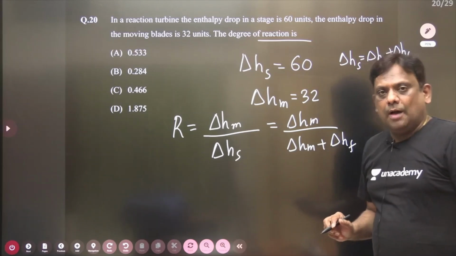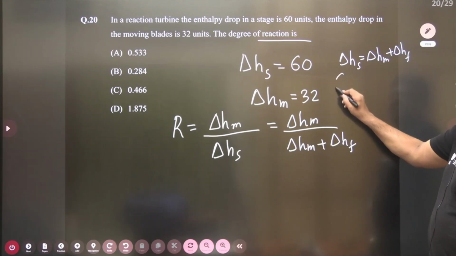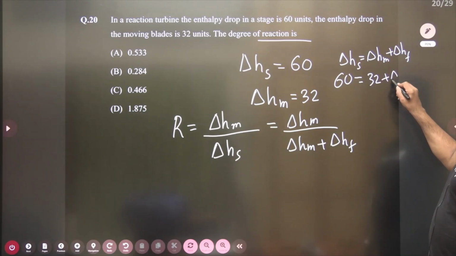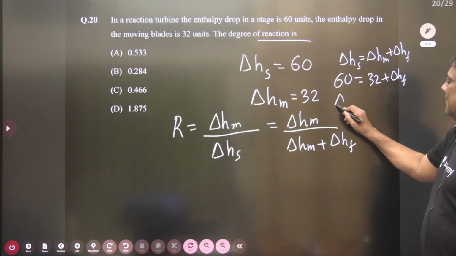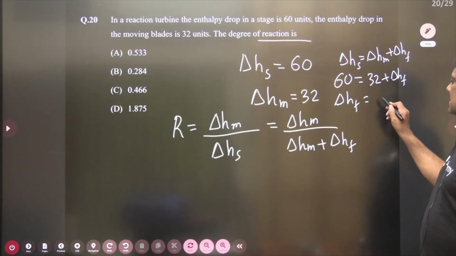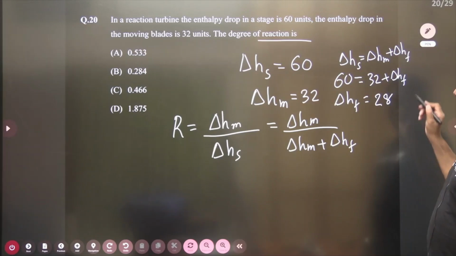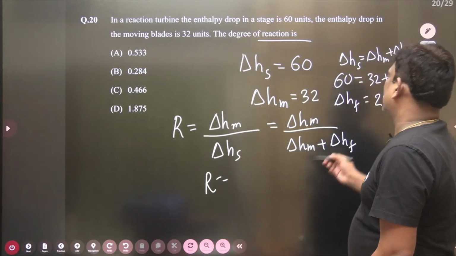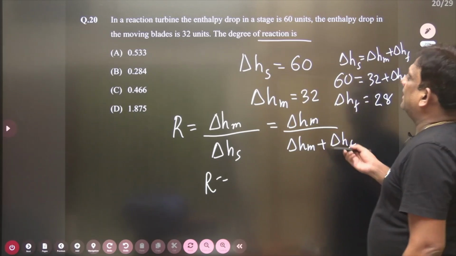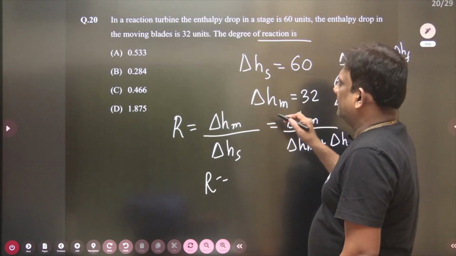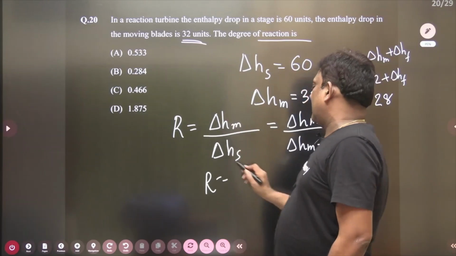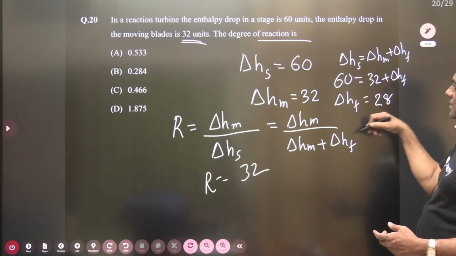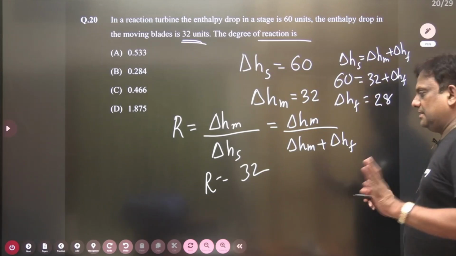Observe here, the enthalpy drop in the stage is 60 and moving is given as 32, and fixed we don't know. Let us calculate the enthalpy drop in fixed. It is 60 minus 32, which is 28. There is no need to calculate this for the degree of reaction, since the moving blade value is directly given as 32. I have shown it, but this is the extra part which is not at all necessary in this problem.